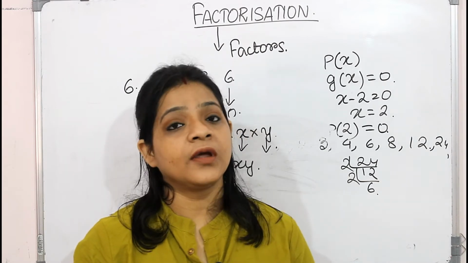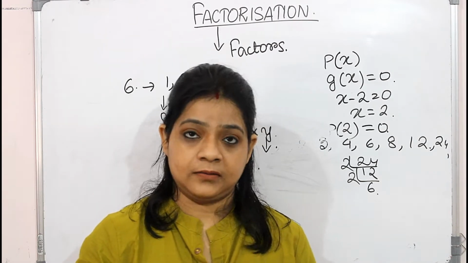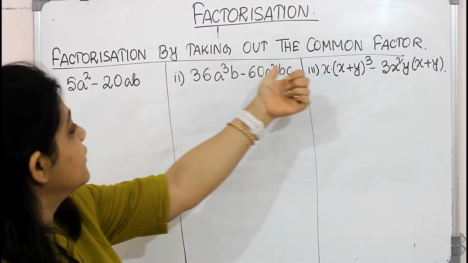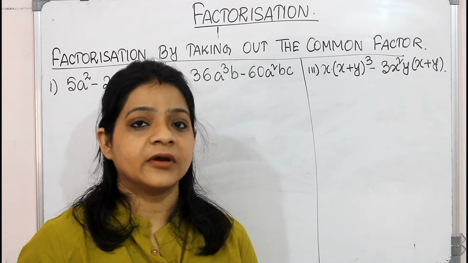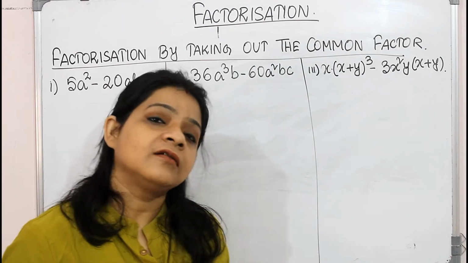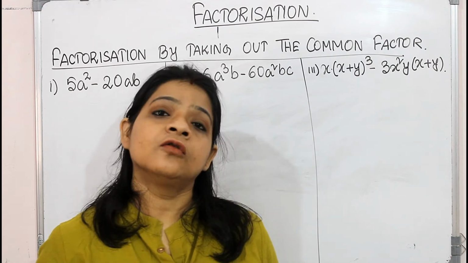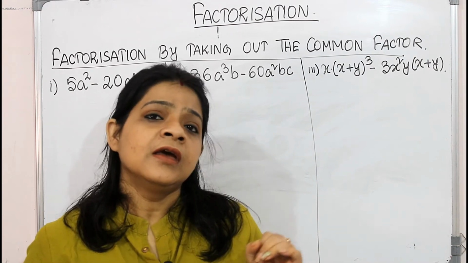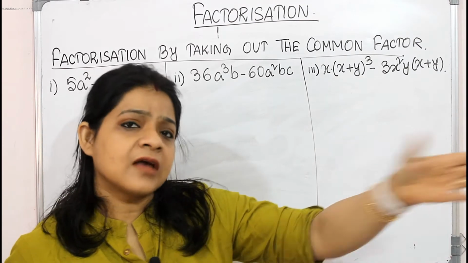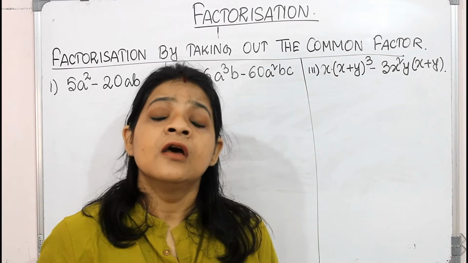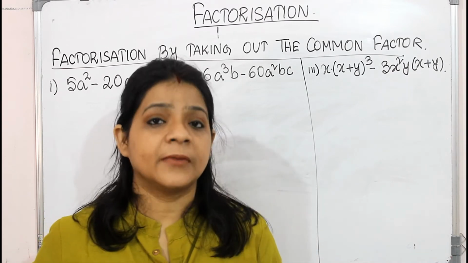So these we are going to see one by one. The first method of factorization is factorization by taking out the common factor. Factorization means you are to find out the factors. Finding out the factors is a pretty difficult task for algebraic expressions compared to numbers. So here you are to take out the common factor.